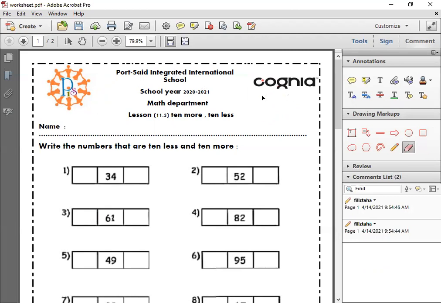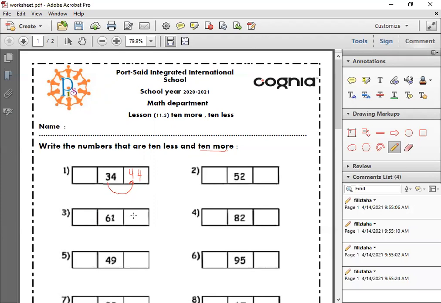How? If I said, for example, I want to find the number that is 10 more than 34. 10 more means the ten that is more than 30, or more than 3, and we know that the number that comes after 3 is 4. And we're going to put the ones the same. So the number that is 10 more than 34 is 44. We're going to change the tens. Why? Because we want the number that is 10 more. 10 more means we're going to change the tens.